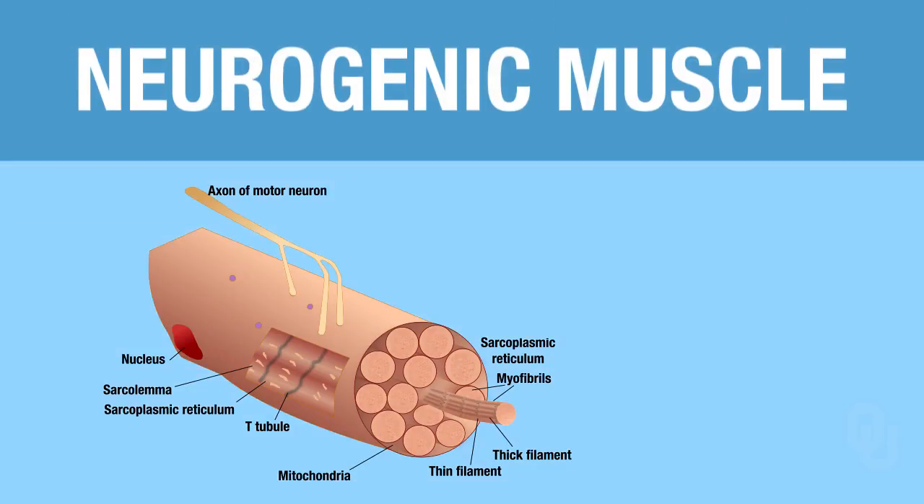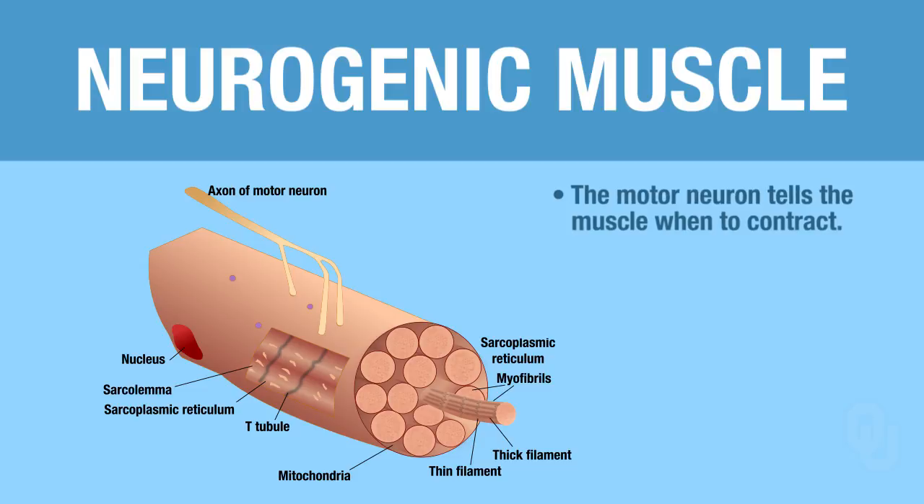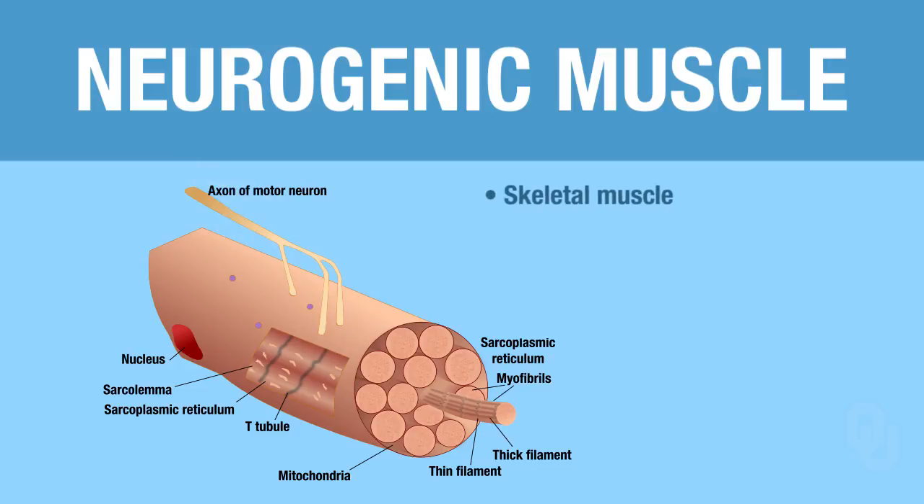So let's take a closer look. Let's first discuss neurogenic muscles. So here's the motor neuron coming down to the muscle fiber, and it tells this skeletal muscle to contract. So this muscle is neurogenic. There's a neuron telling the muscle to contract. The neuron is what initiates the muscle contraction. So we know that skeletal muscle is neurogenic.